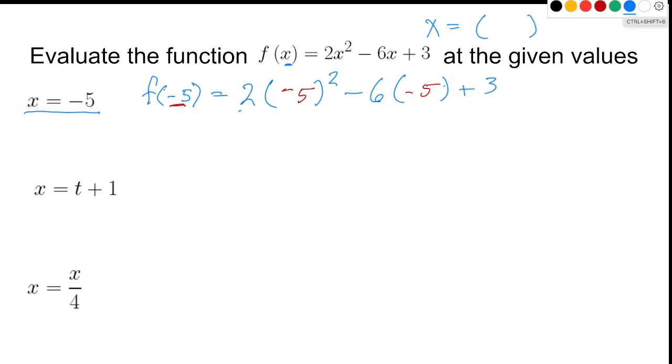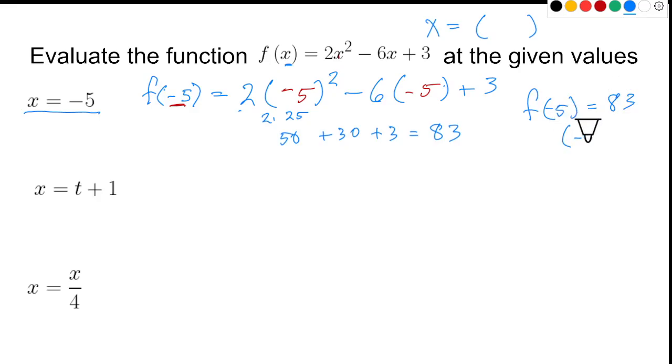And so then we do the arithmetic. Negative 5 squared is 25. 25 times 2 is 50. Negative 6 times negative 5 is a positive 30, and then plus 3. So our final answer is going to be 83. So we could say that f of minus 5 equals 83. So we've got the input and the output here. We could write it as an ordered pair. Here's our x, here's our y, and there we go.